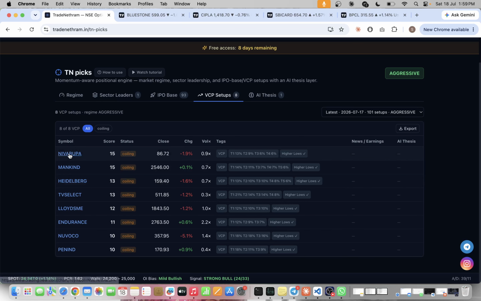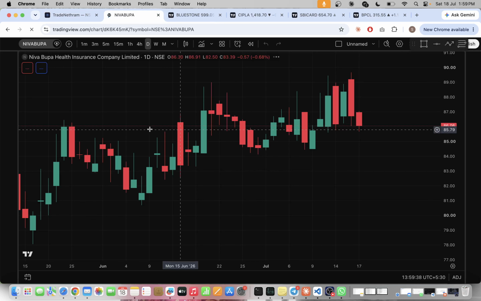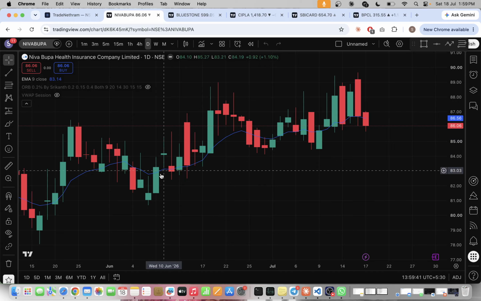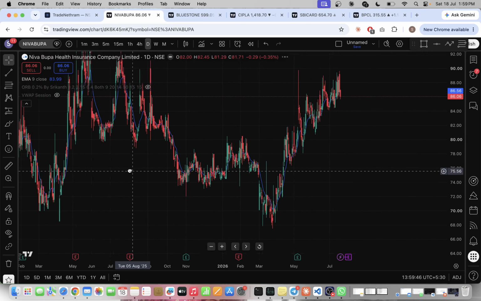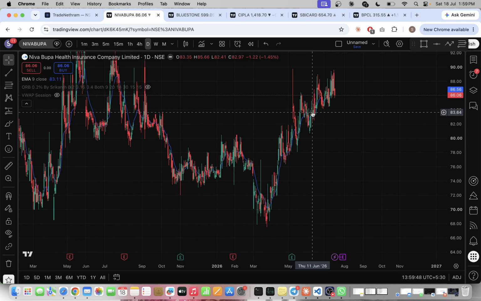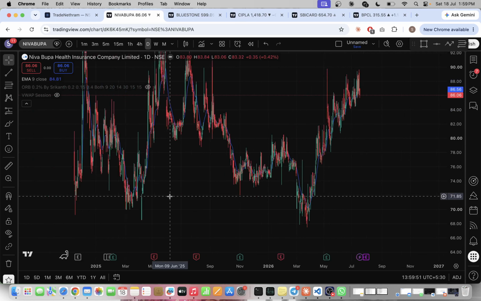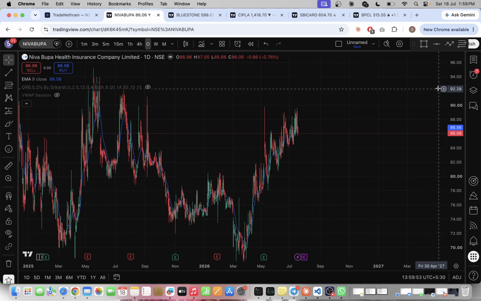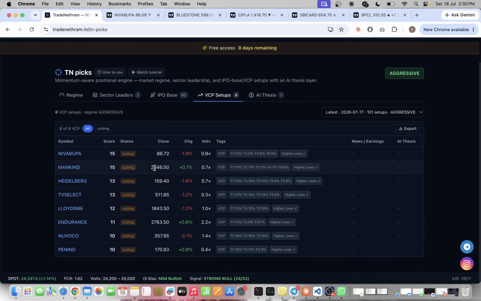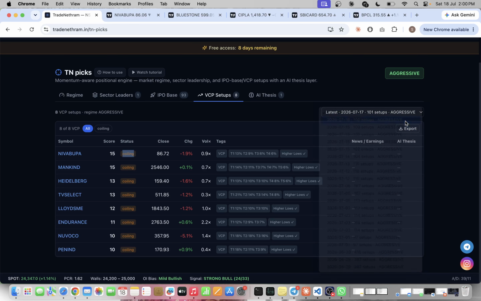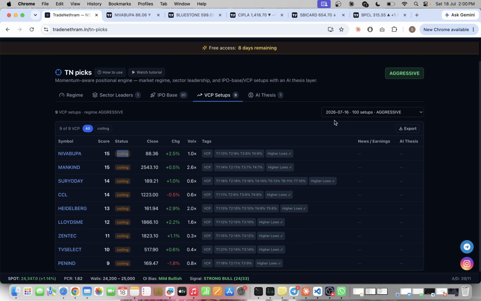So right now on Nivabupa there is a coiling happening, right? The coiling means nothing but the big players are accumulating all the volumes. So here you can see the low of the previous one did not break, it is going and going and going, right? So that means the volume contraction pattern is happening here. If it broke this high, made a recent high, then instead of coiling, it would show the status as breakout. Let me show you the previous scans if I find some breakout stocks.